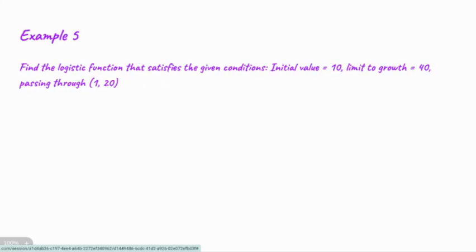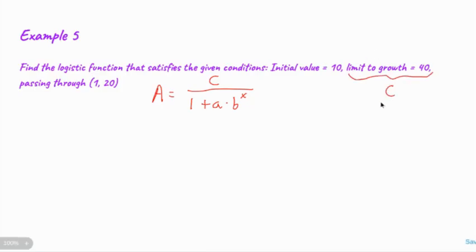All right, last problem. Let's discuss setting up logistic functions. Okay, so the general formula for that was C up here divided by 1 plus A times B to the power of X. Now, the limit growth right here, this is your C value. So we're going to plug that in right away. We have 40 divided by 1 plus A times B to the power X.